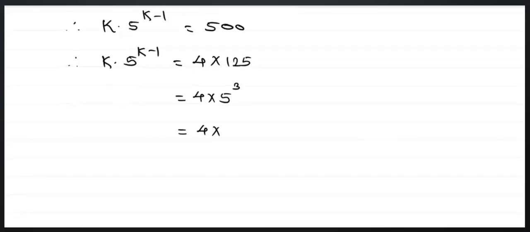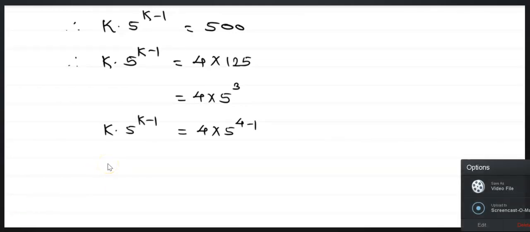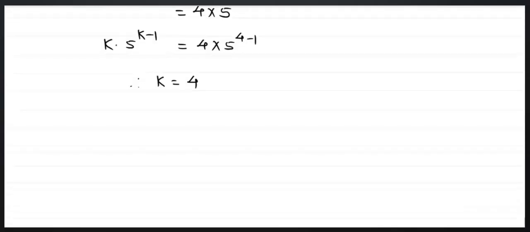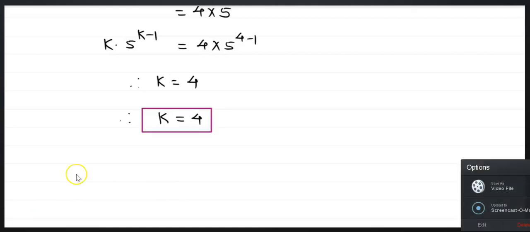Therefore, by the observation, we will get the value of k. The value of k is equal to 4. This is the answer. If we observe this, therefore k into 5 raised to k minus 1 is equal to 4 into 5 raised to 4 minus 1. Therefore k is equal to 4. Now next example.